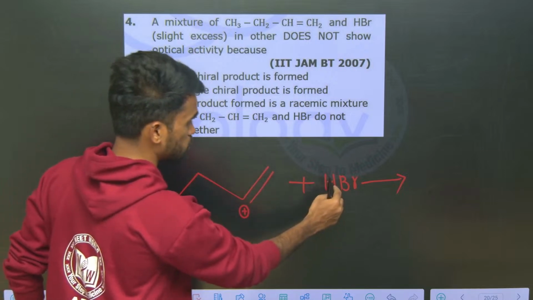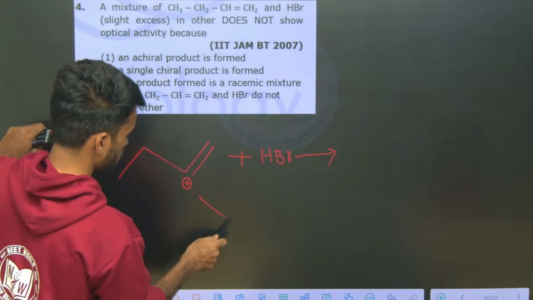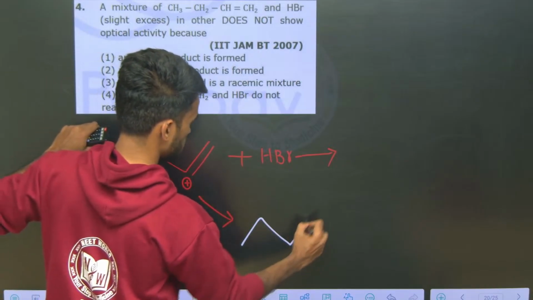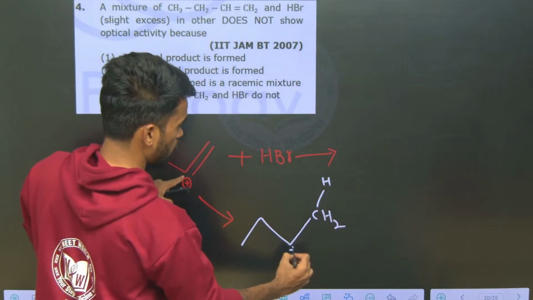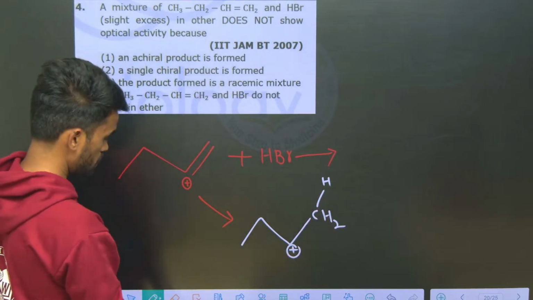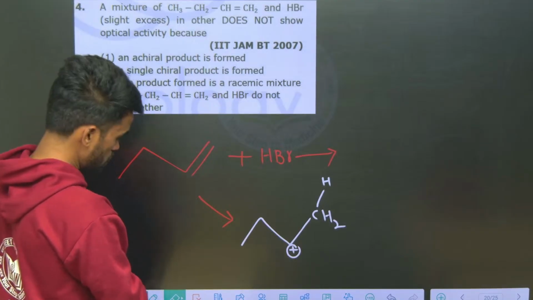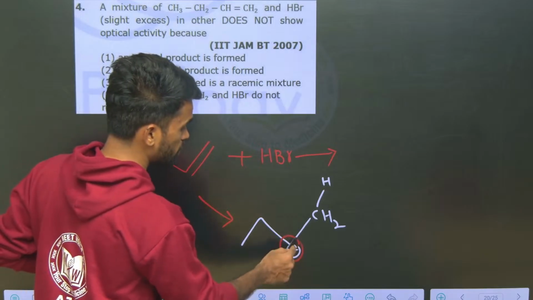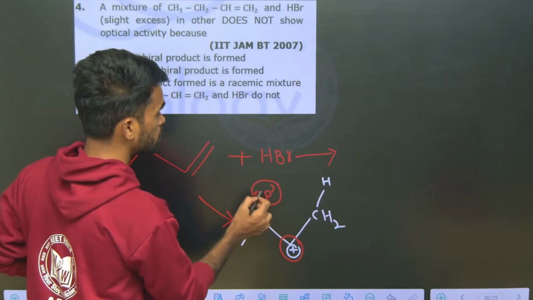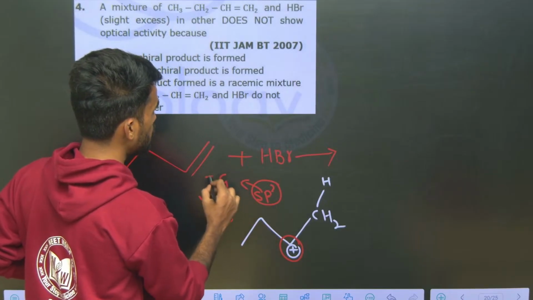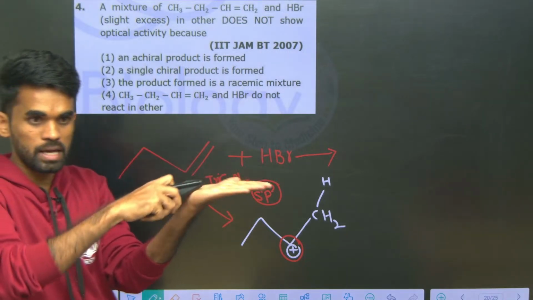So first add H plus to this carbon, and the other carbon will have the positive charge. A carbon with positive charge, we call it a carbocation. Carbocation hybridization is how much? You tell me first. sp2. With sp2 hybridization, what is the geometry? Trigonal planar. Trigonal planar means the molecule lies within the plane.